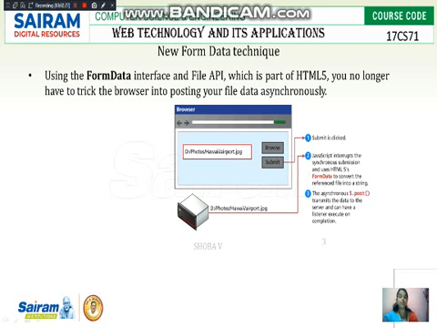Using the FormData interface and the File API, a new FormData can be created, which is part of HTML5. HTML5 is designed to develop web applications, even running complicated applications. So you no longer have to trick the browser into posting your file data asynchronously. Here, when submit is clicked, JavaScript interrupts the synchronous submission and uses HTML5 FormData to convert the referenced file into a string, then asynchronously transmits the data to the server and can have a listener execute on completion.